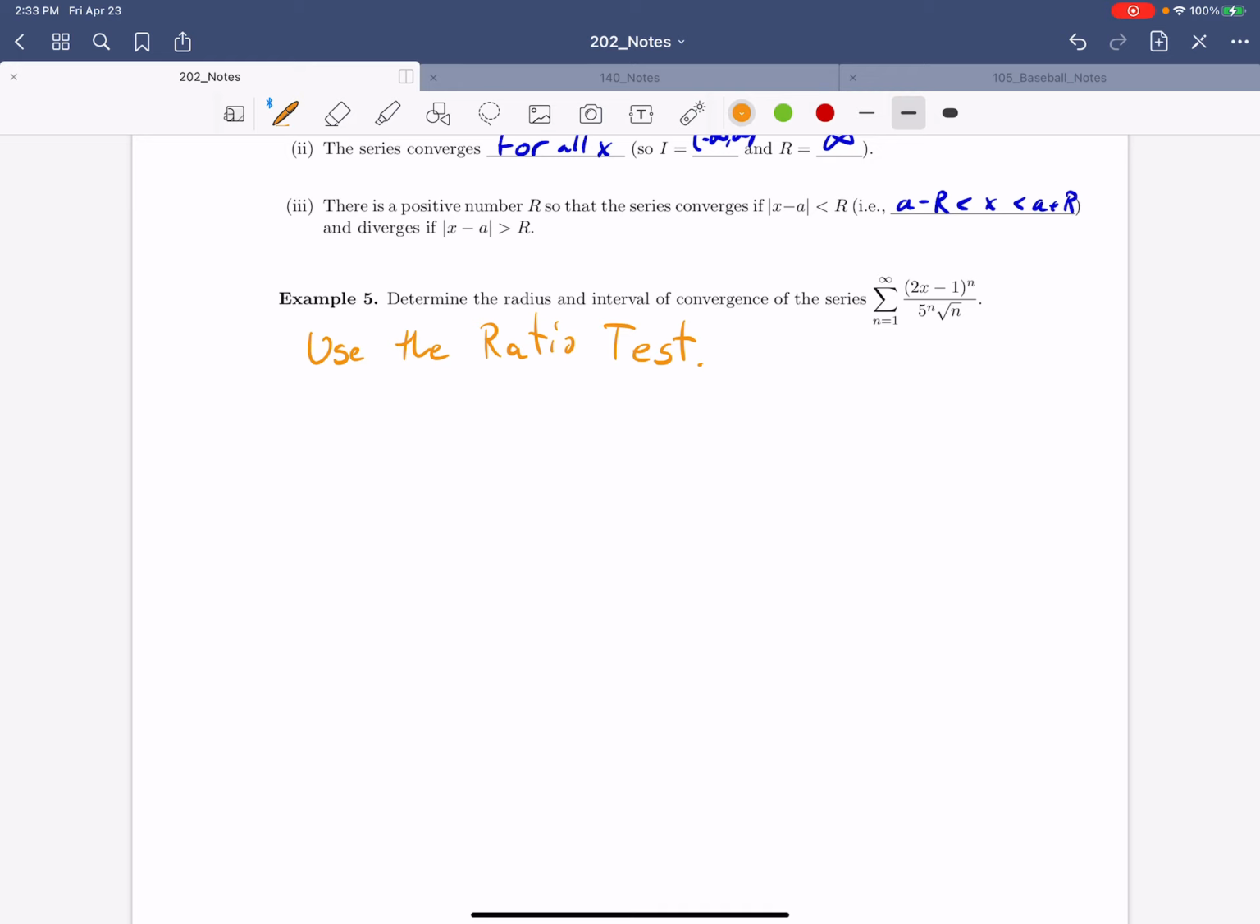So we have the limit as n approaches infinity, and as I mentioned in class, now more than ever, it's very important to include the absolute value when you're doing this, because otherwise you might only be getting half the values of x. So we do this, right? We're finding the n plus first term, and then we're dividing by the nth term.